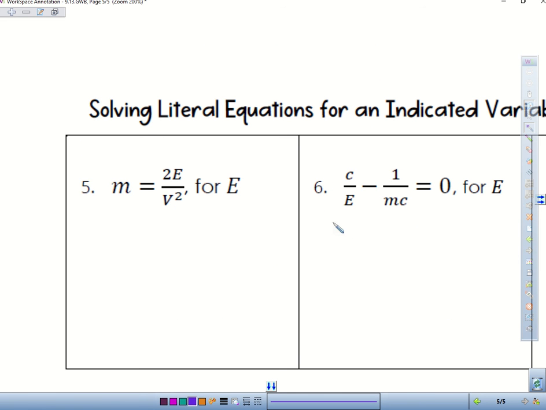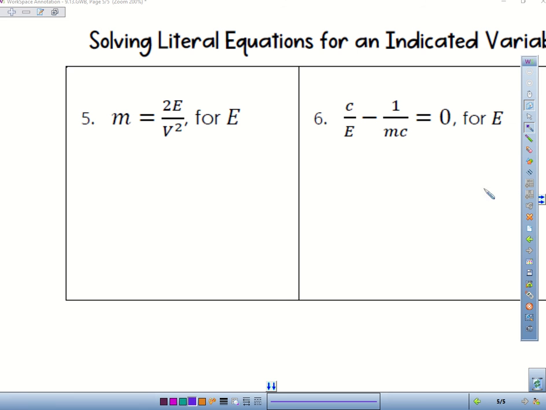So now we're going to deal with literal equations. So what is a literal equation? A literal equation is basically an equation where you have more than one variable and you're solving to isolate a different variable than one that's already isolated. So in number 5, what variable is currently isolated? Good, and our goal is to isolate E. So what two things are in the way of E being isolated here? 2 and V squared.